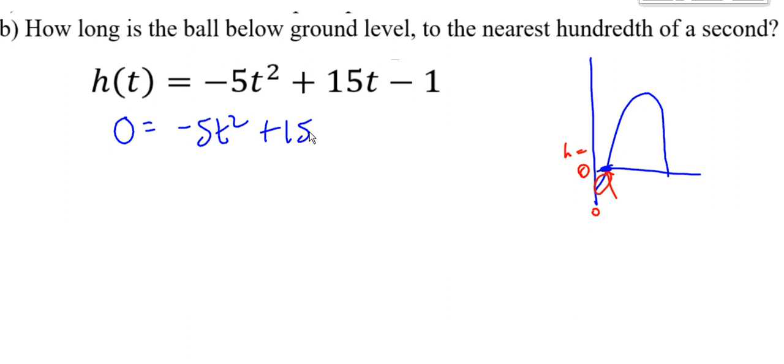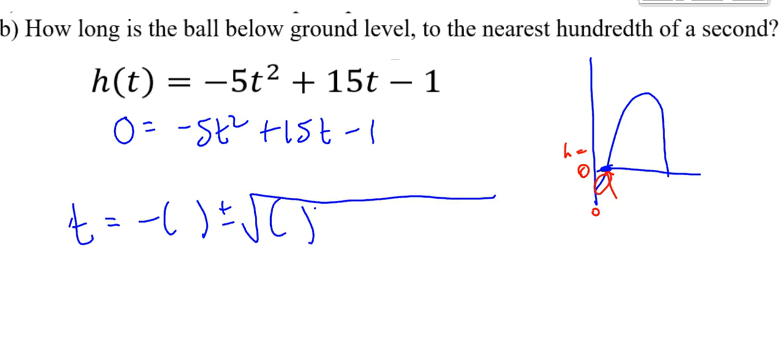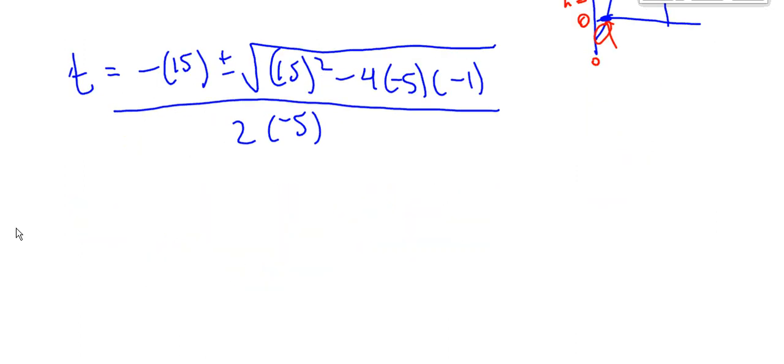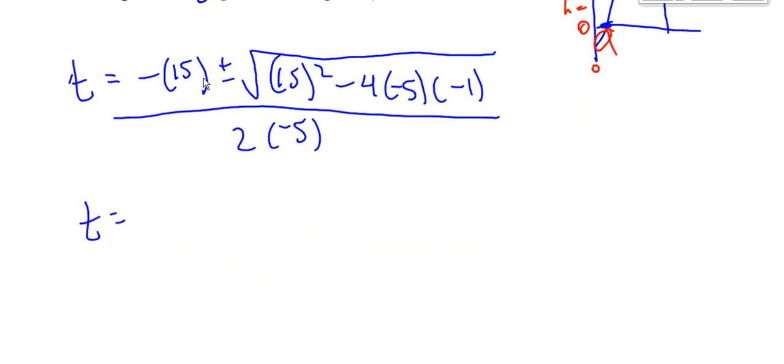So I'm going to let the height equal 0. And then we have a quadratic in standard form. So I'm going to use the quadratic equation. So t equals negative b plus or minus the square root of b squared minus 4ac, all divided by 2a. And then subbing in, negative bracket 15 is just negative 15 plus or minus. 2 times negative 5 is negative 10.